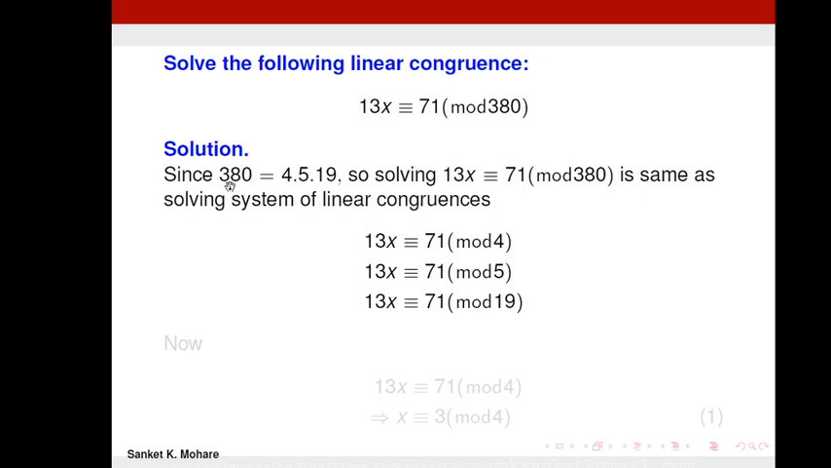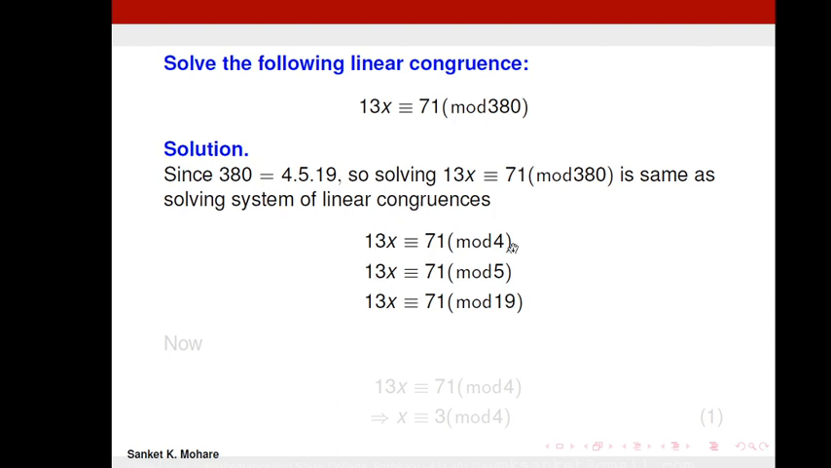So first we factorize this n. This n is equal to 4 into 5 into 19, that is n1, n2, n3, and we generate a system of congruences with the help of these n_i's. So the new system is 13x congruent to 71 modulo 4, this is the value of n1, 13x congruent to 71 modulo 5, 13x congruent to 71 modulo 19, where 19, 5 and 4 are factors of 380. They are treated as the values n1, n2, n3. So solving this system is the same as solving the congruence 13x congruent to 71 modulo 380.